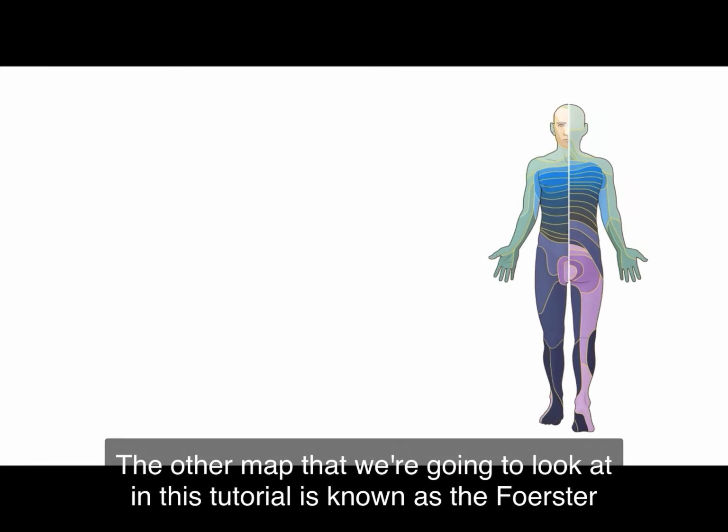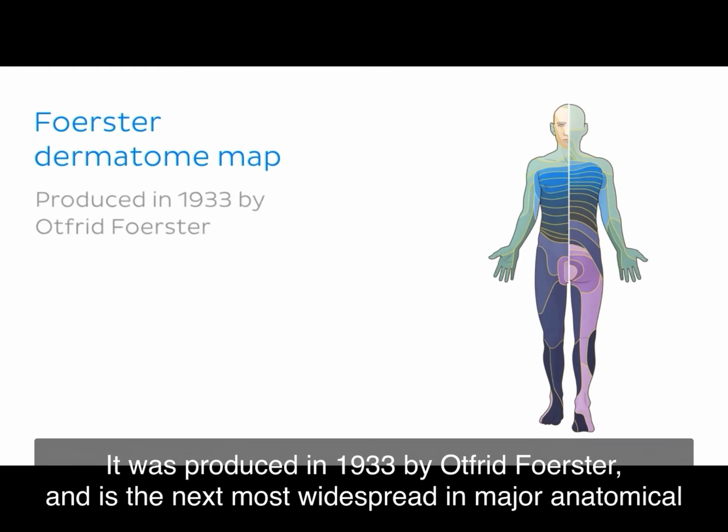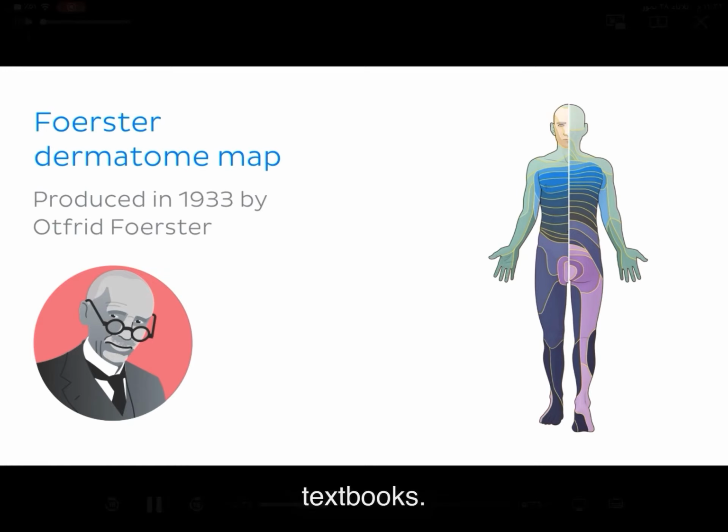The other map that we're going to look at in this tutorial is known as the Forster map, which looks a little something like this. It was produced in 1933 by Ottfried Forster and is the next most widespread in major anatomical textbooks. It shows a more segmental distribution of dermatomes, especially on the limbs, but we'll talk more about this shortly. One of the main issues with the reliability of this map is due to the fact that Forster did not consistently record his methodology when addressing and recording the dermatomes in his map. From a clinical perspective, it is generally considered to be somewhat more reliable than the Keegan and Garrett map, but that being said, no dermatome map is 100% accurate for reasons I'm going to share in just a moment.